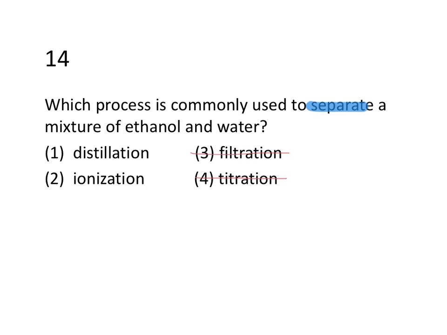Now we have left ionization and distillation. Ionization is the process of making ions, and that's not what we want. And distillation is the process of separating two liquids by boiling. Okay, that sounds right, and that will be your only possible answer.